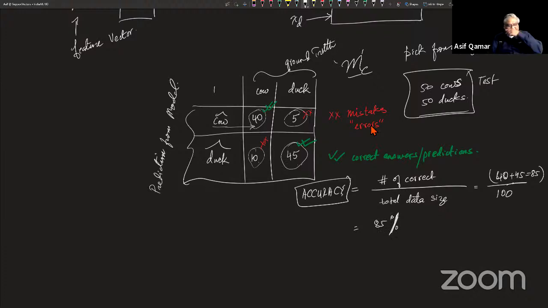Now, is 85 good or bad? It depends on your situation. One of the questions that keeps coming up is, this accuracy I got, is it good or bad? And the answer, surprisingly, is that it depends. It depends on the problem you're trying to solve. It also depends on the data asymmetry.